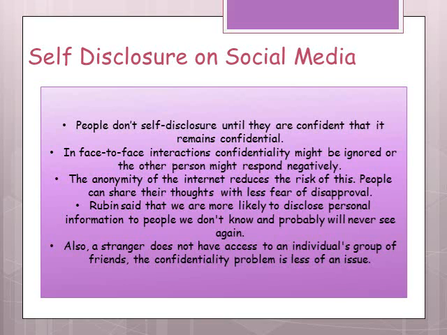So therefore, Rubin said that we are more likely to disclose personal information to people that we don't know and will probably never see again, because they're not going to have access to our friendship groups, and the confidentiality problem is less of an issue. Also, they can't see us, we remain faceless. We don't know if they have disapproved of that information.